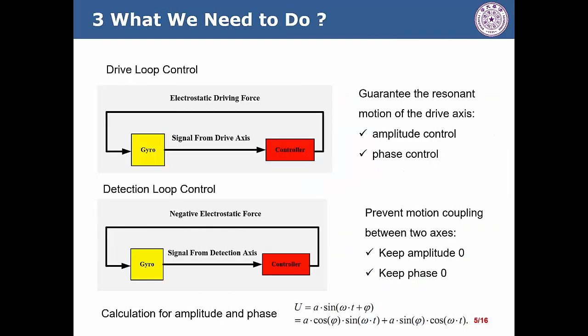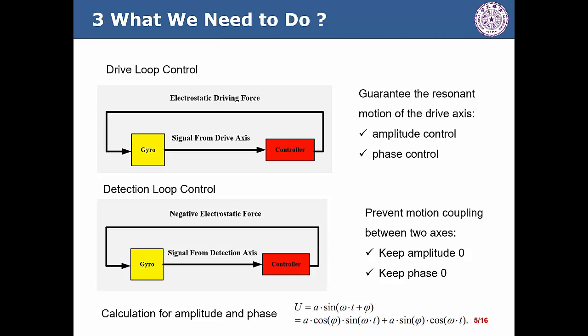The equation established above is under two conditions. One is the signal from the drive axis will be stable. That is to say, the signal from the drive axis should have a constant amplitude and a constant phase. Usually the phase should be zero. Another we need to do is to prevent the motion coupling between the two axes.